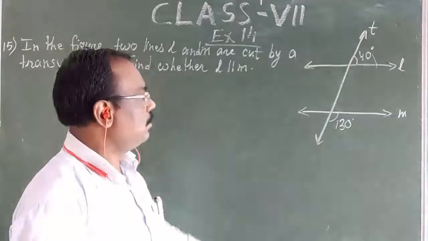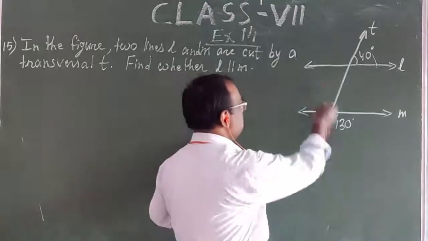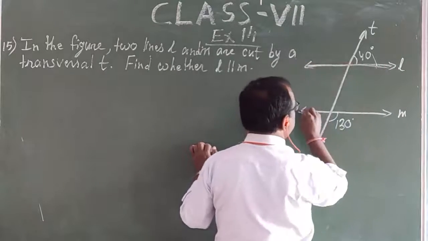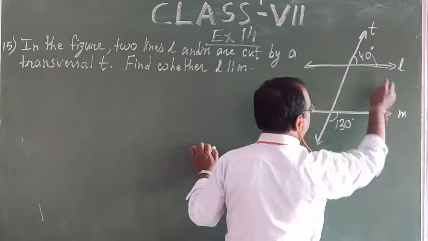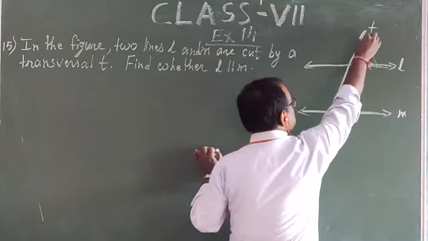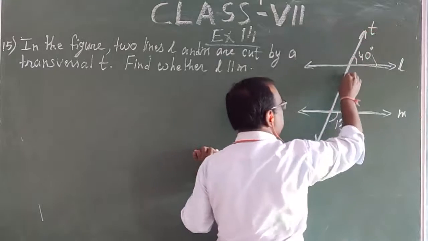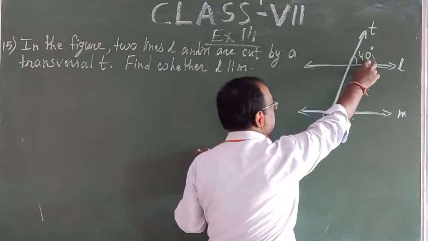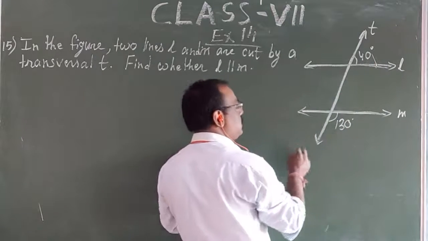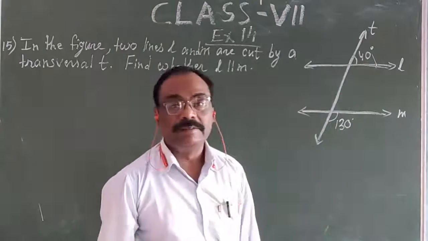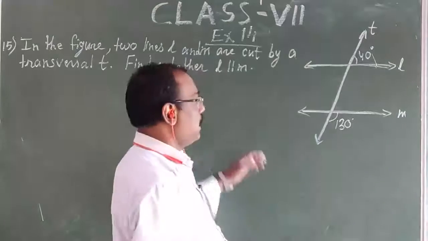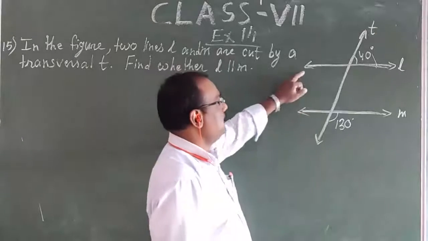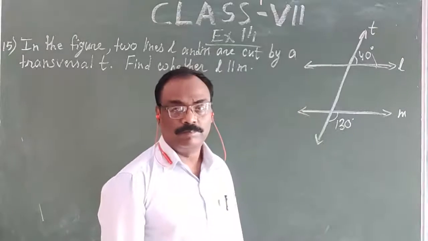Here you can see this line L and this line M, and this is the transversal T cutting. One of the angles here is 40 degree and here is 130 degree. Now we have to prove or state whether L is parallel to M.